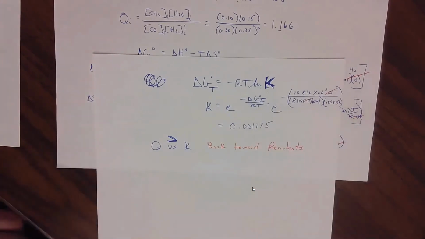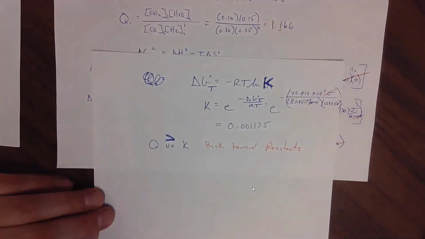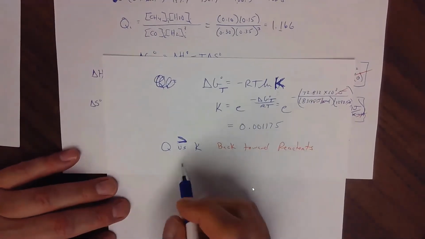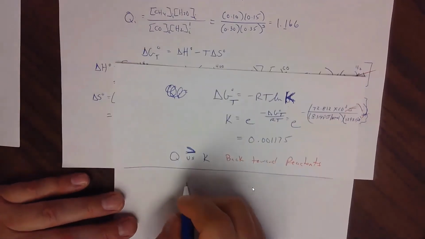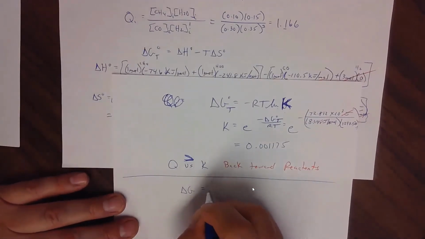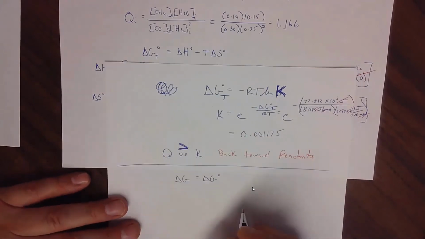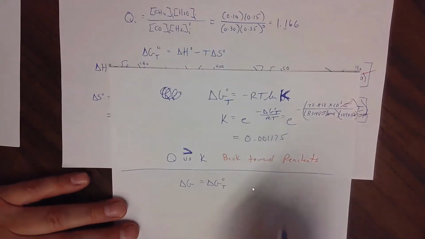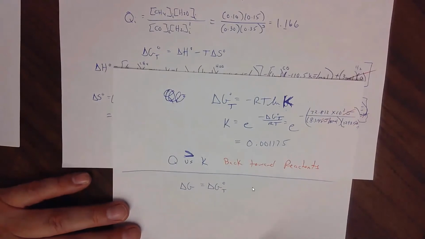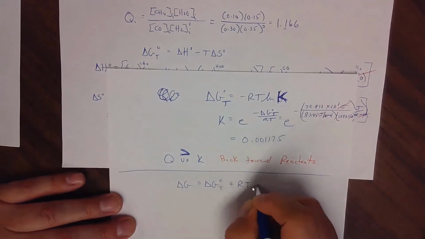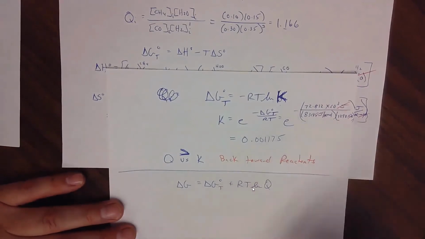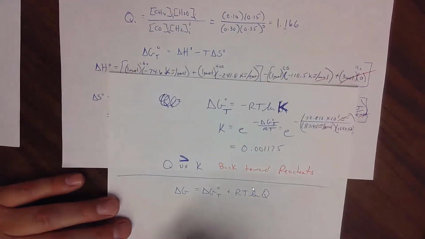Now, let me show you another way we could have solved this. This is perfectly fine. If this is the way you choose to solve it, it's perfectly okay. There's another way we could have solved this though, right? We have another equation that says del G is equal to del G naught. In this case, because it's non-standard temperatures, we'll put that in, right? And then it was simply plus RT, the ln of Q. So we could have done it this way.